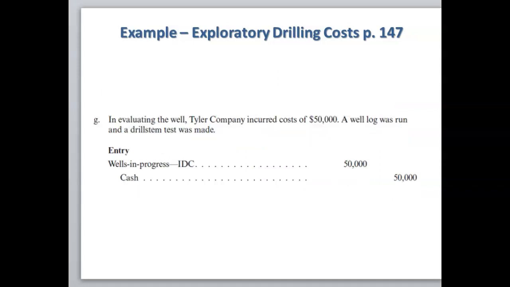In evaluating the well, Tyler Company incurred costs of $50,000. A well log was run and a drill stem test was made. This is in evaluating the well, so we're going to debit wells in progress, IDC.